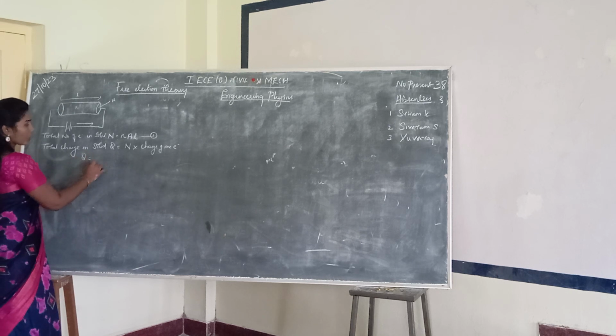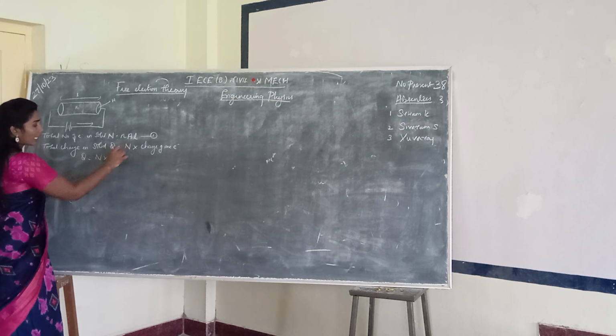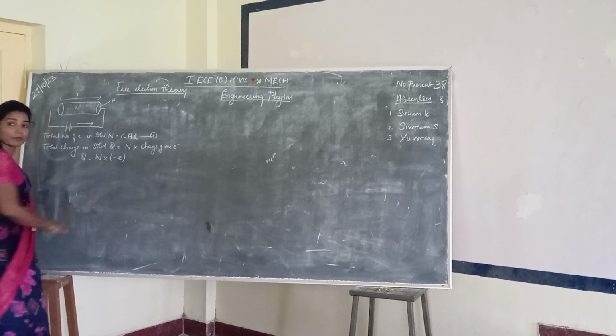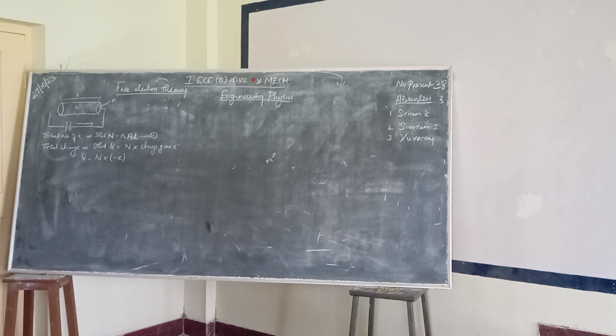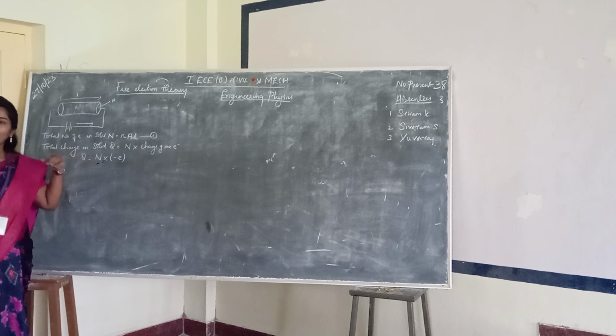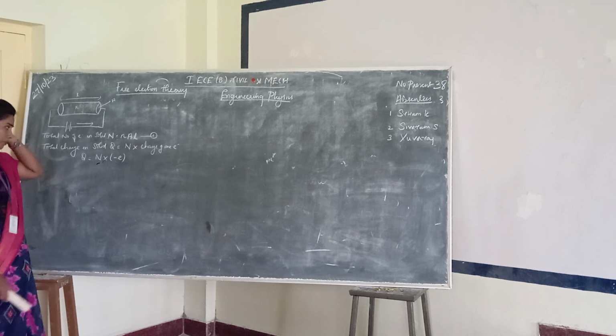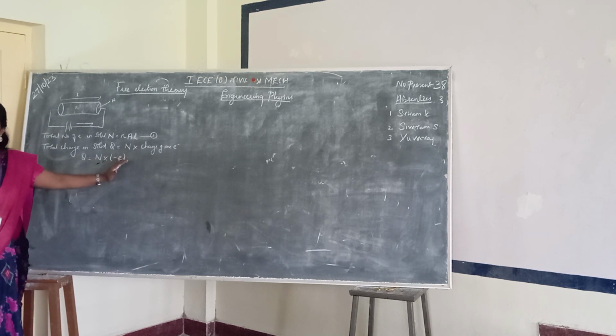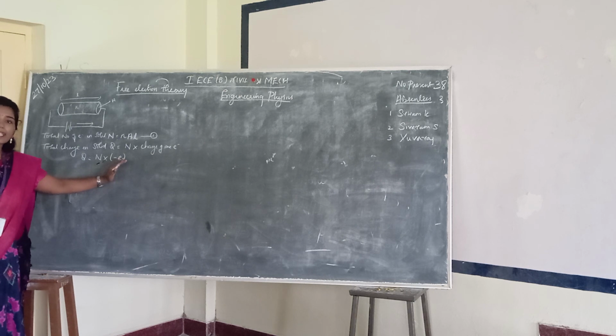So you have to write Q is equal to N into the charge of one electron, which is minus e. Because the electron is negative, you have to put a minus. Some books write it without the minus, but in your book it is with the minus only. So you follow like this. Q is equal to N into minus e. Up to this, is it clear? Is there any doubt?